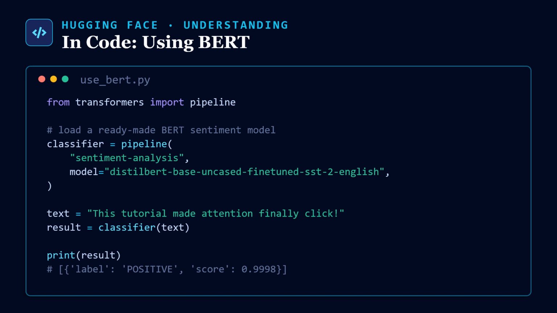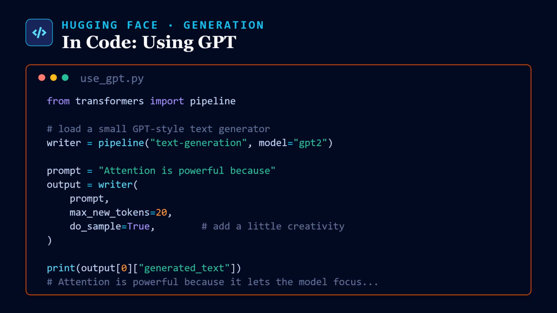Let us see how easily this is actually used. With a popular free library called Hugging Face Transformers, you can load a ready-made BERT model in just a few lines. Here we ask for a sentiment model, give it the sentence, "This tutorial made attention finally click," and it tells us the sentiment is positive with very high confidence. We didn't train anything, we just borrowed a model someone already trained and put it to work.